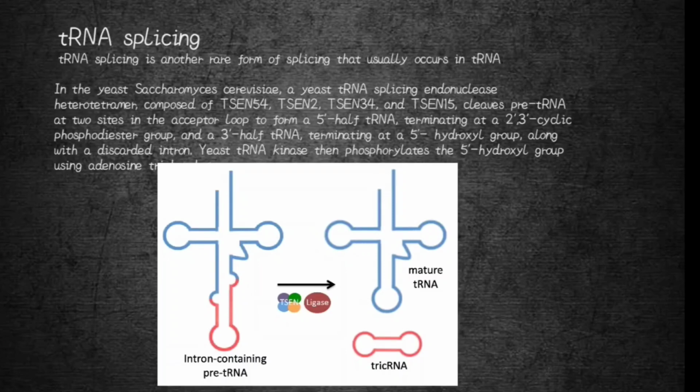In the yeast Saccharomyces cerevisiae, a yeast tRNA splicing endonuclease, a heterotetramer composed of TSEN54, TSEN2, TSEN34, and TSEN15, cleaves pre-tRNA at two sites in the acceptor loop to form a 5' tRNA, terminating at a 2',3' cyclic phosphodiester group, and a 3' tRNA terminating at a 5' hydroxyl group, along with the discarded intron. Yeast tRNA kinase then phosphorylates the 5' hydroxyl group using adenosine triphosphate.